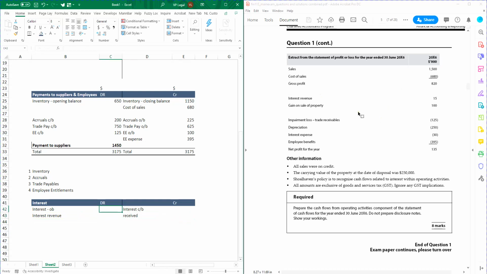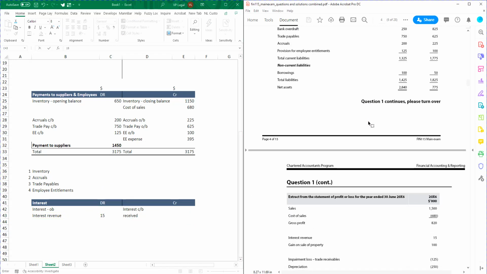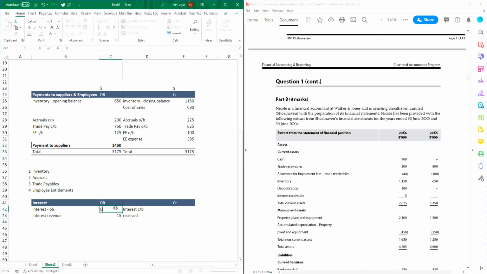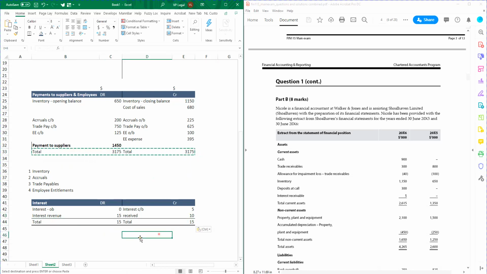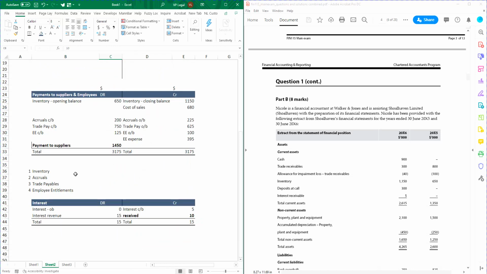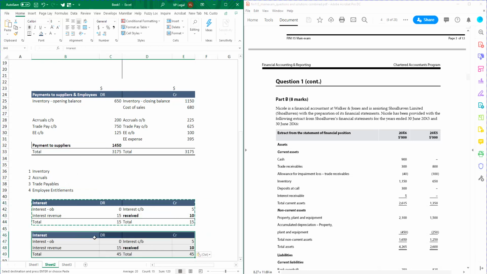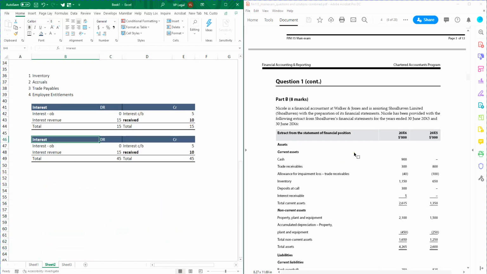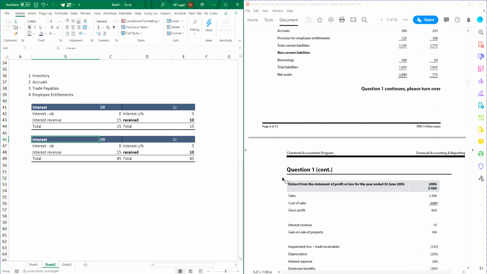Okay, so now our interest revenue is 15, and we know our interest opening is 0, and our receivable is 5. That means the difference is 10. Okay, I'm not going to bother with the totals. Okay, so it balances out. That means our interest received, which is what we're after, because we're after cash, not profit. So we only care about what actually cash has come in. And then if we do the same for interest expense as well, this will help us figure out what our interest paid amount is.